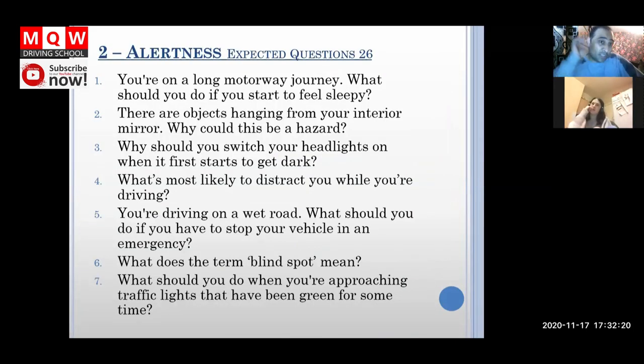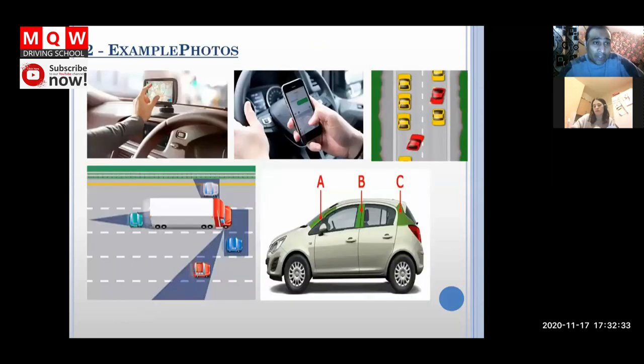Okay, now the next one is called alertness. Now, we can go to the pictures, that will be easier for you to understand rather than reading these pages. So let's say alertness. What can reduce your alertness on the road when you're driving? If you see the pictures, touching your mobile phone while driving distracts you. Touching your sat nav and setting the journey while driving can distract you on the road. That means you are not alert while traveling.